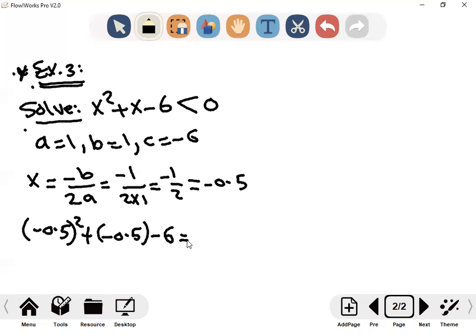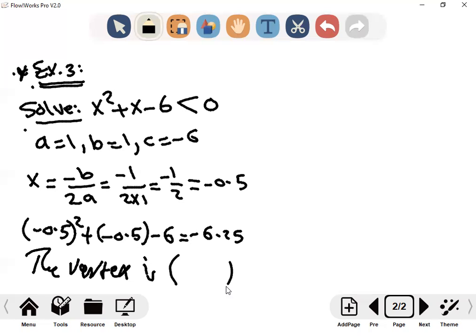Negative 6.25 and negative 6.25. So the vertex is negative half and negative 6.25, right? This is the vertex. From the vertex, the parabola opens upward or downward. Because A is positive, it will be upward. Okay? We found the vertex.